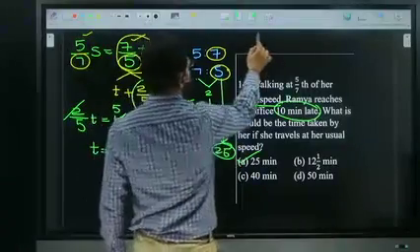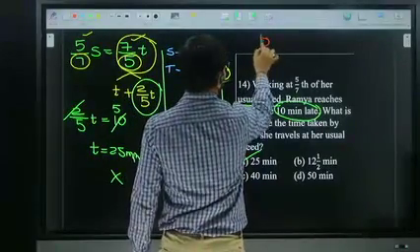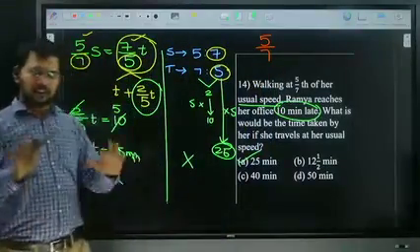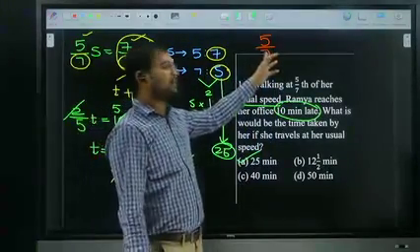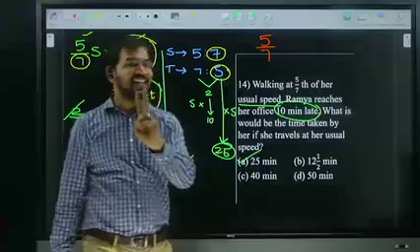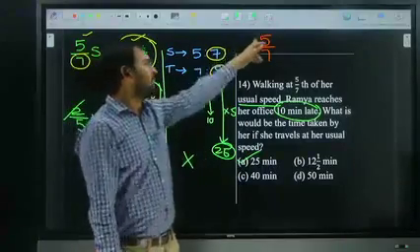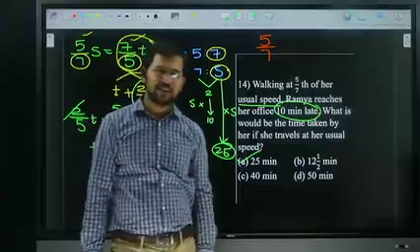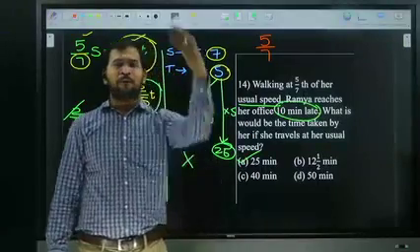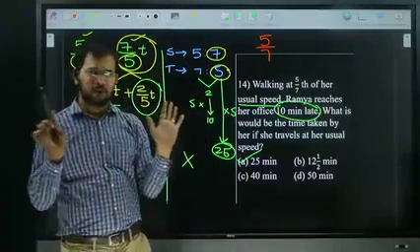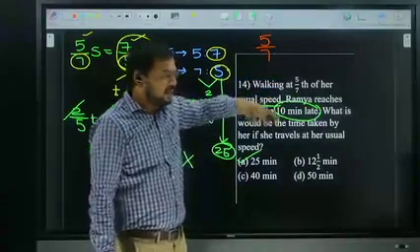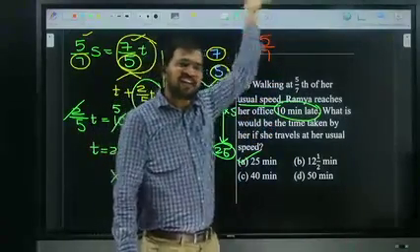Here they have given 5 by 7th of the speed. It's very clear. 7 parts is the original speed. 5 parts is the original time. Usual speed, original speed, actual speed, all are the same. If 7 parts is the original speed, then 5 parts is the original time.